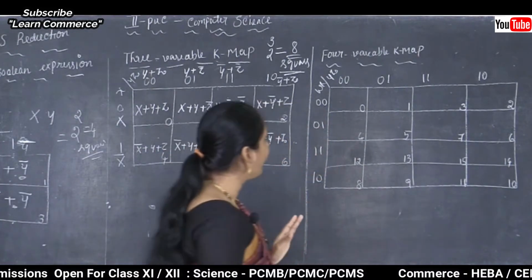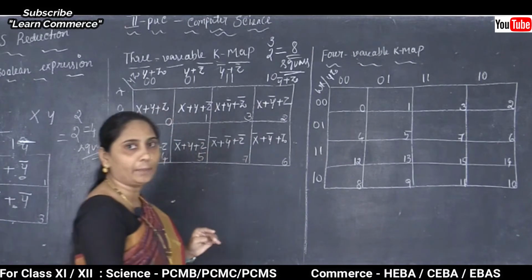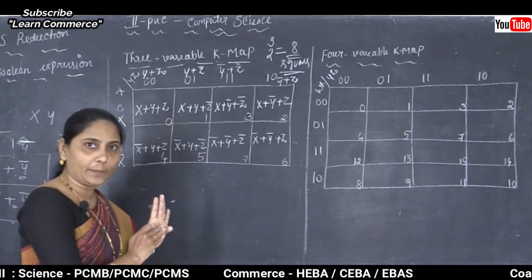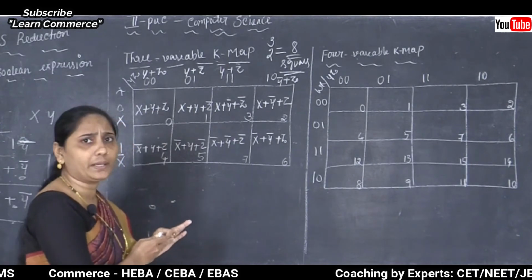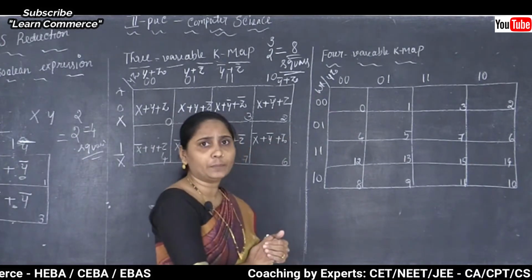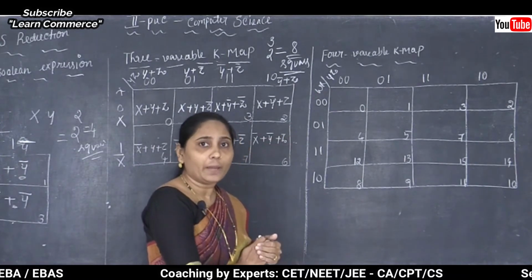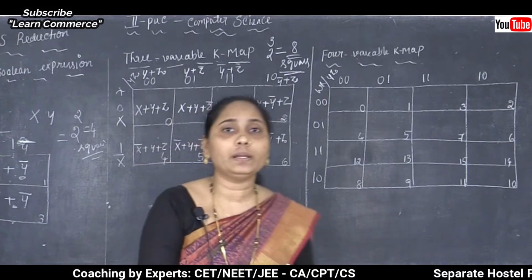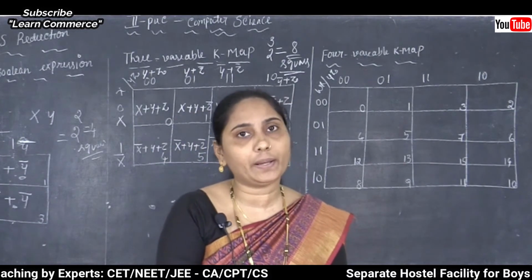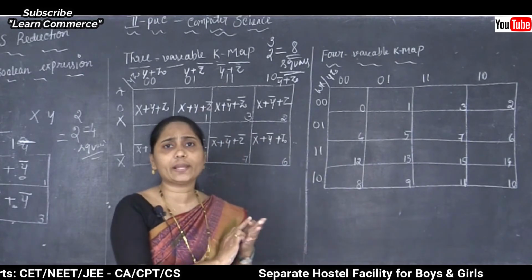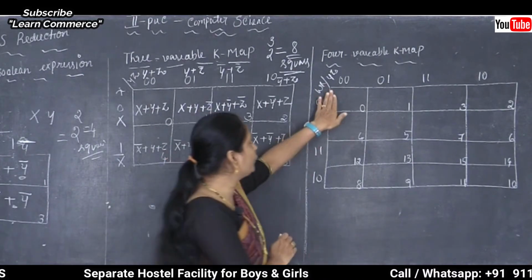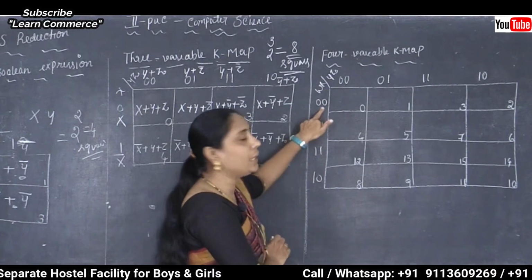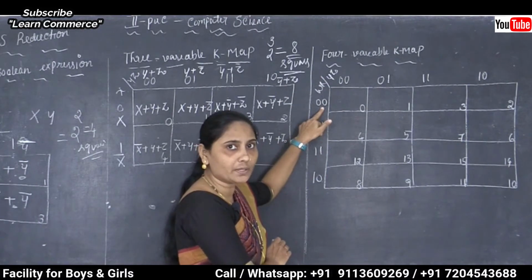Now let's see, what about our 4 variable K map? Clear this one? 2 we already completed, 3 we just completed. Now we are on the concept of the 4 variable K map, and the variable names are WXYZ or ABCD. So we need to take on the left side the binary numbers, gray code.